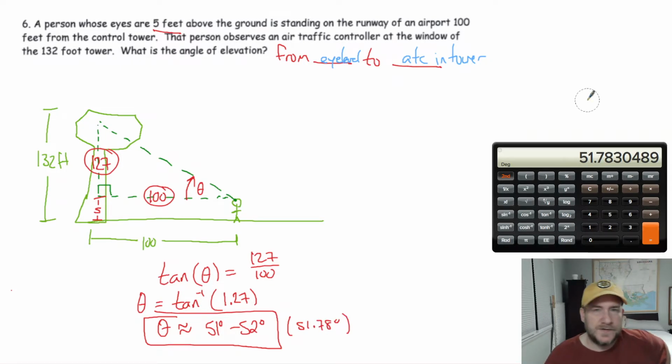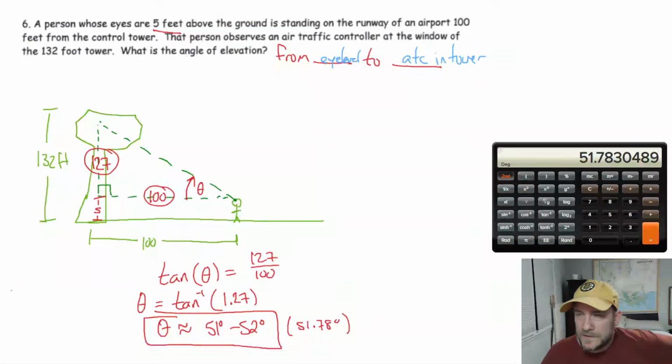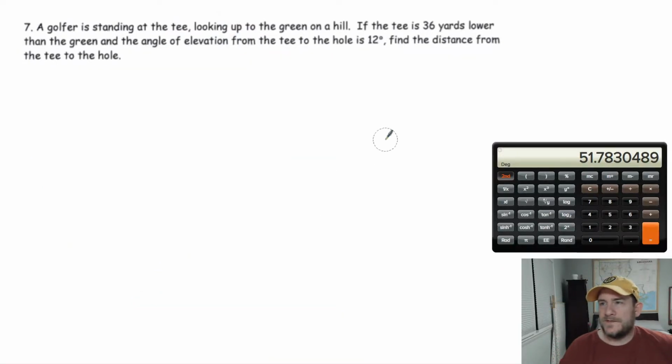That's it for 6. And how many more of these are there? Because I'm getting tired. 6, 7, 8, 9, 10. I can do 4, I guess. All right, so 7 says, I think this is a weird one too. A golfer is standing at the tee. All right, so let's say the tee is a flat ground. But he's looking up to the green on a hill.